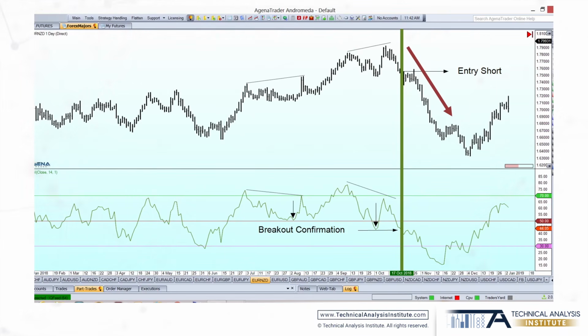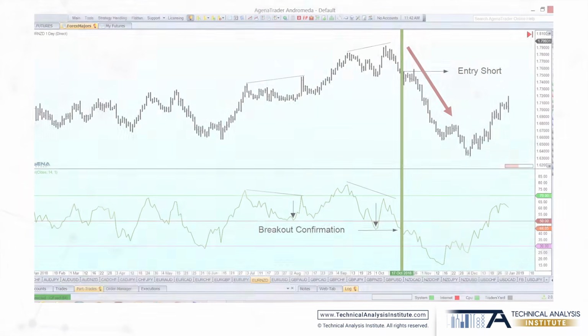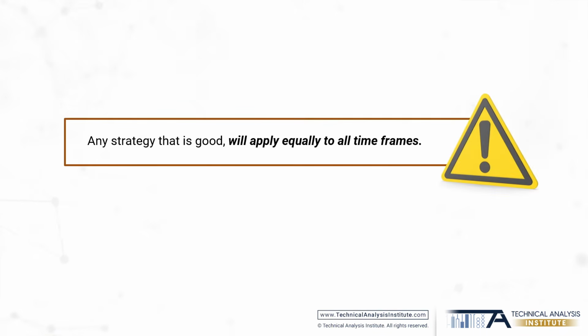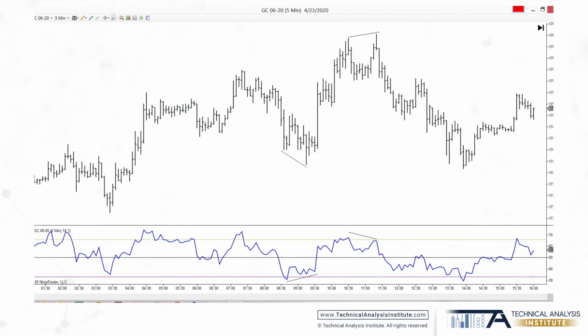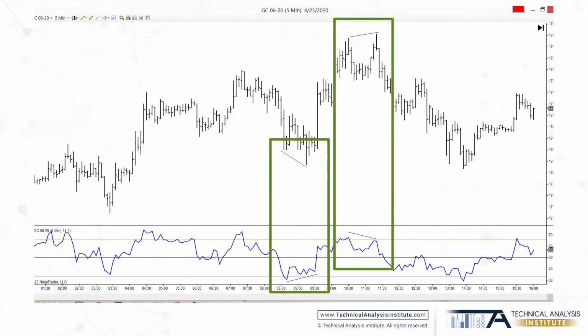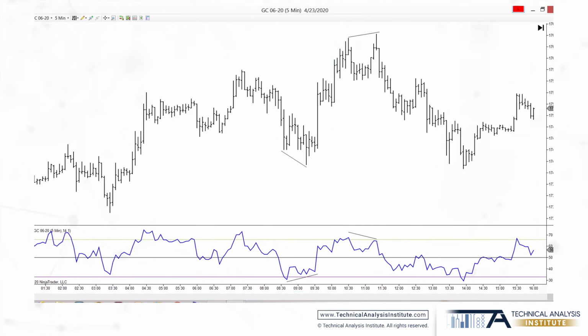Again, the most common question I always get whenever I teach a trading strategy is, does it work on a small time frame? So my answer is always, any strategy that is good will apply equally to all time frames. Here is a 5-minute chart of gold where you can see a valid bullish divergence followed by an also valid bearish divergence. I believe this answers the question of how often you can find these signals.